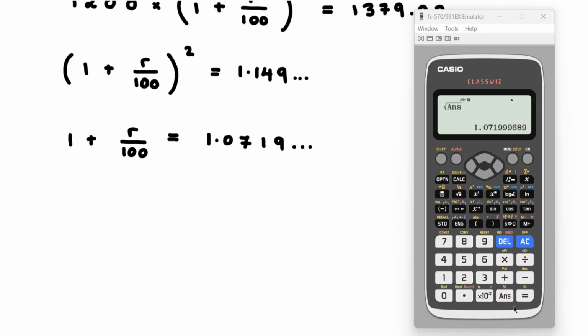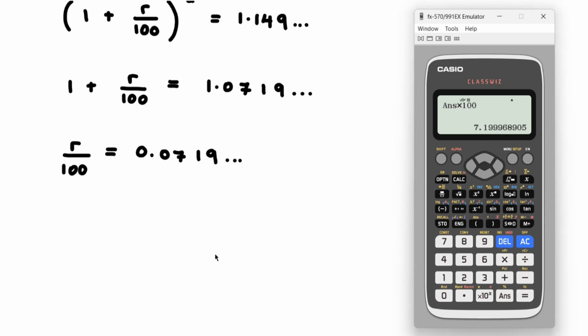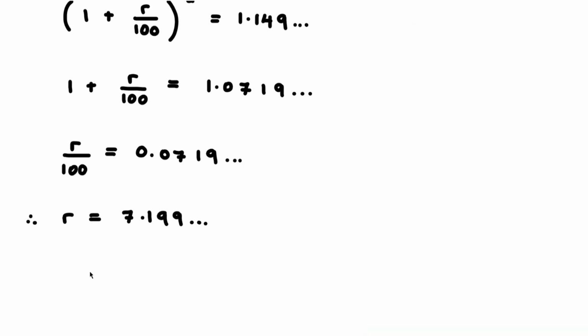1.0719. And if I take away 1, I get R over 100 equals 0.0719, etc. So if I multiply this by 100, I get R equals 7.199, etc. So that is the value of R.